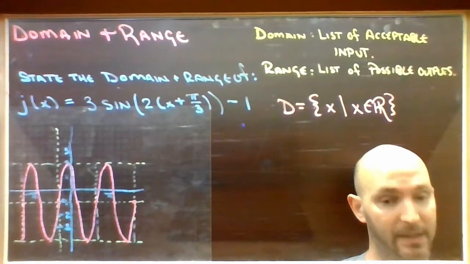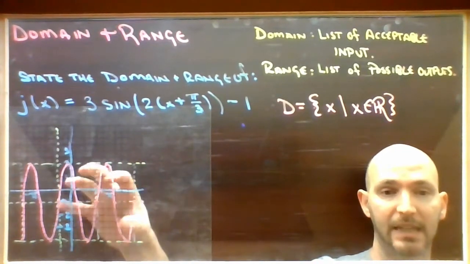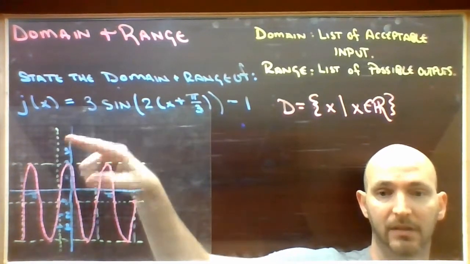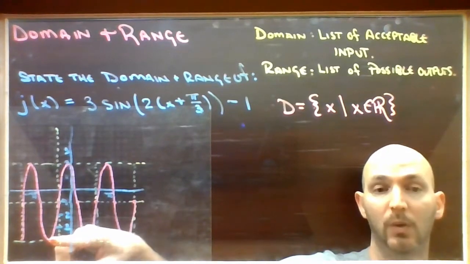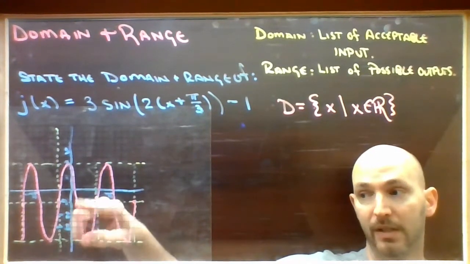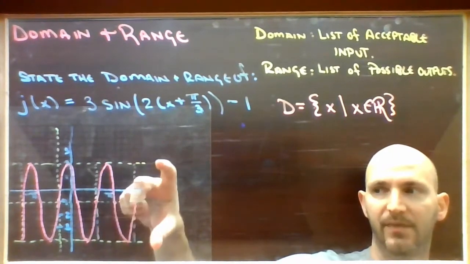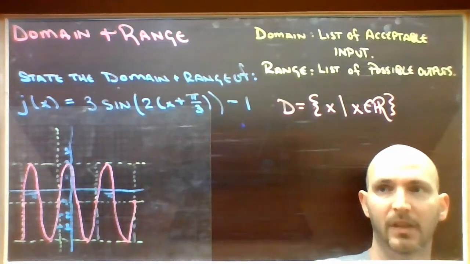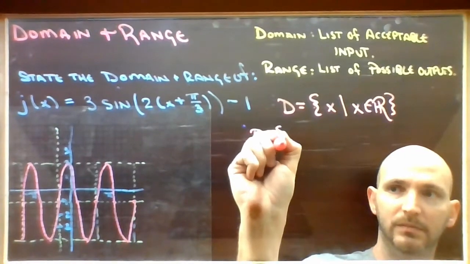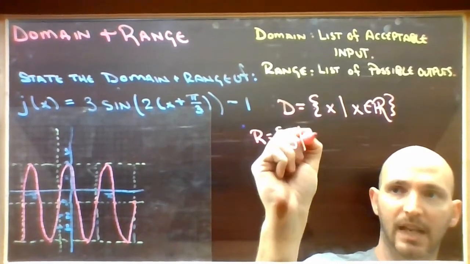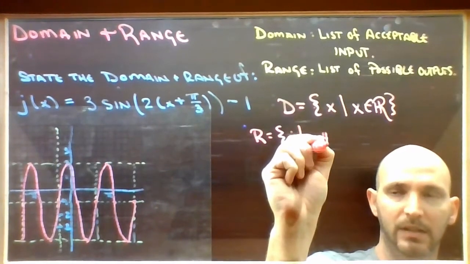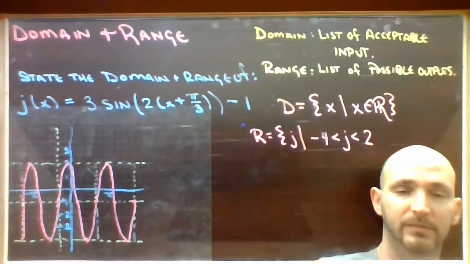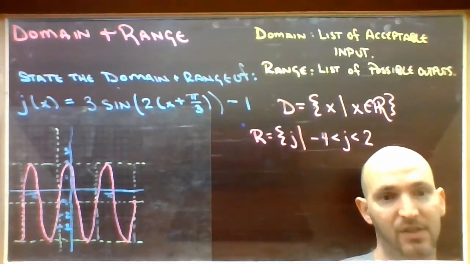Now the range, on the other hand, is different. You notice that this thing never returns a value higher than 2. Right? It's never up here. It stops at 2, and it never goes below -3. Sorry, it never goes below -4. So this curve is pinched between -4 and 2. So when I write the range for that, it's a set of j's such that -4 is less than or equal to j, which is less than or equal to 2. So it's pinched between these two values.